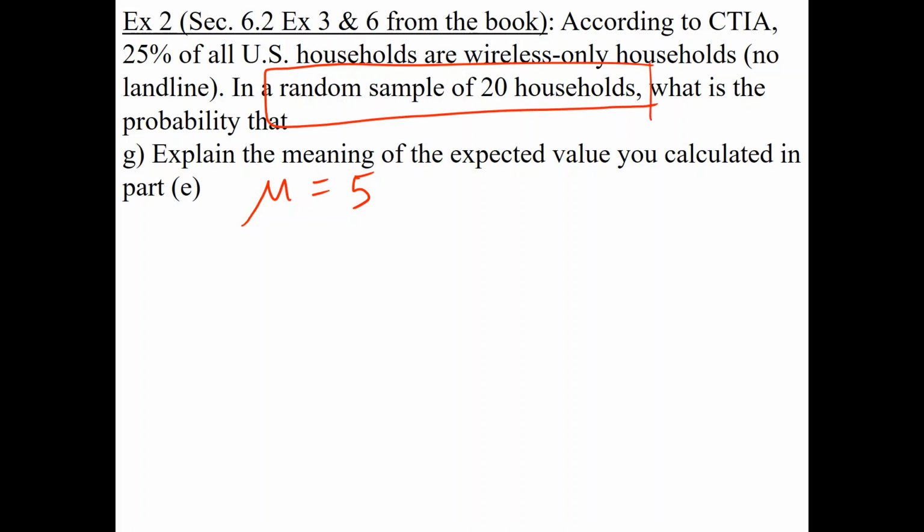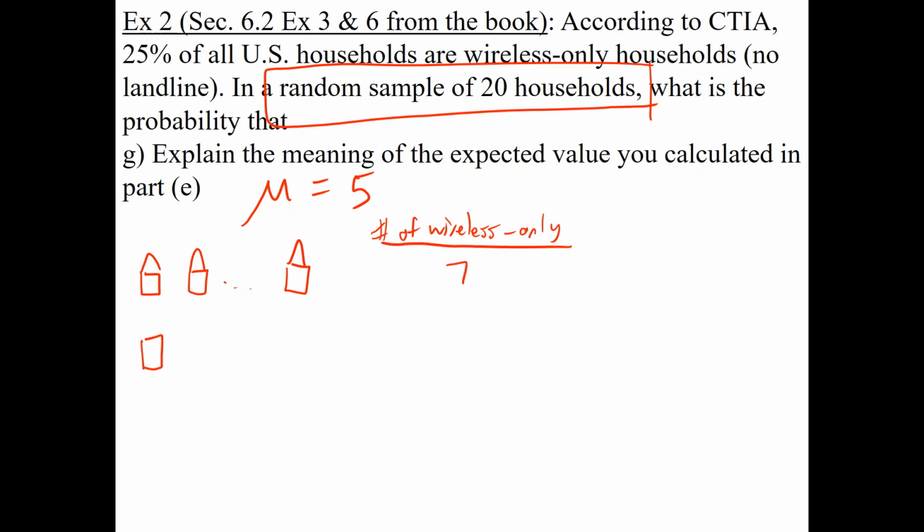So think about it like this. You go to a house, see if it's wireless only or not. Go to another house, 20 times. So we sample 20 houses, ask each one if they're wireless only, and then I'm going to write down how many are wireless only. So, number of wireless only. And let's say for the first time, we get 7 are wireless only. Then we do it again, another group of 20 households, and this time maybe 3 are wireless only.